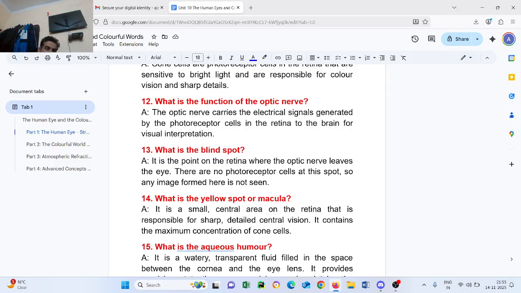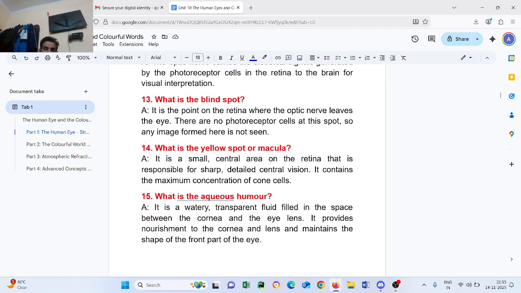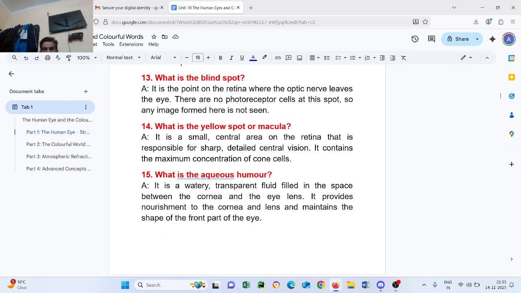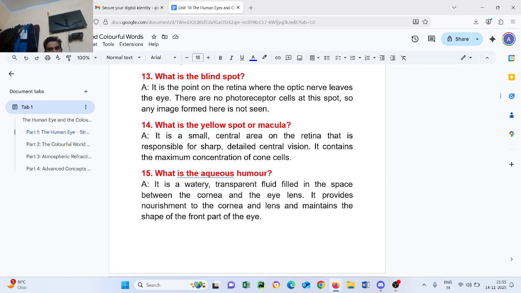Question number 15. What is the aqueous humor? It is a watery, transparent fluid filled in the space between the cornea and the eye's lens. It provides nourishment to the cornea and lens and maintains the shape of the front part of the eye.